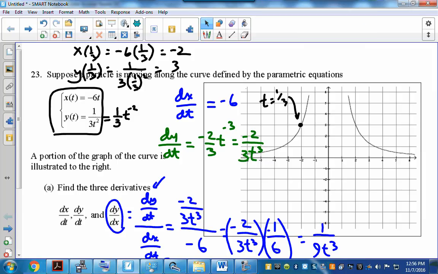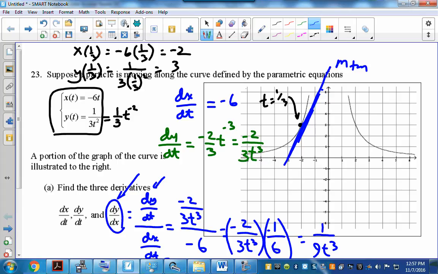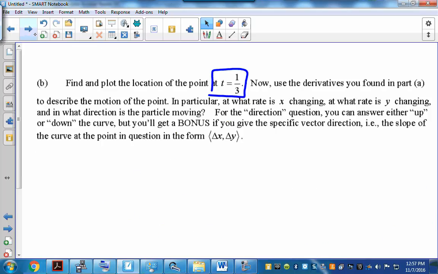Note, by the way, if we were to draw a tangent line at this location, the slope of this tangent line would be this derivative evaluated at that point. And if we just did, off the cuff, what is m tan? Here's the slope of our tangent line. M tan at t equal to 1/3 would be 1 over 9 times 1/3 cubed, which works out to be 3. Okay, and this does have a slope of 3 to 1. In fact, you can sort of imagine that point, and sure enough, 3 to 1. Okay. What else were we supposed to do?